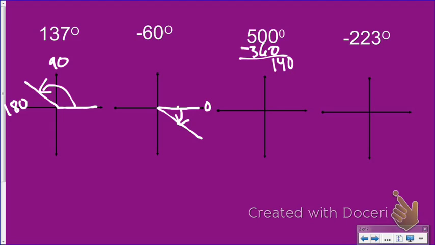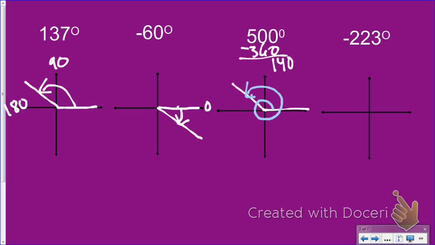So I'm going to go ahead and draw that line. We know 140 would end in the 2nd quadrant. But my arrow here is what's going to show that this angle is different than the 137 degree angle. If I were to just draw the arrow like I did for the 137, I wouldn't be able to tell the difference. So since I went a full circle before I ended at 140, I'm going to show that in my arrow. I'm going to go around a full circle and then end at that point.